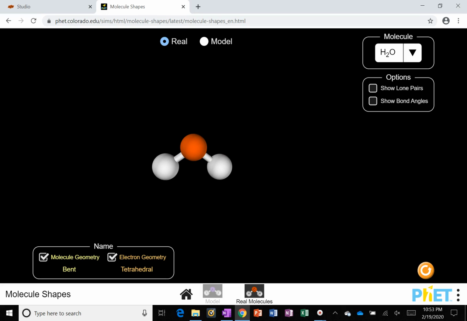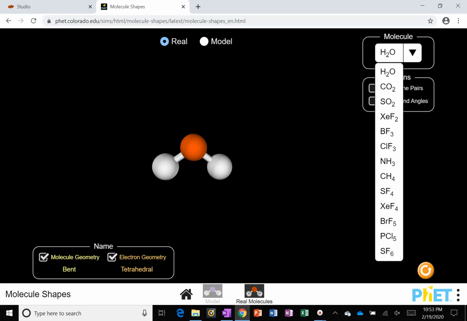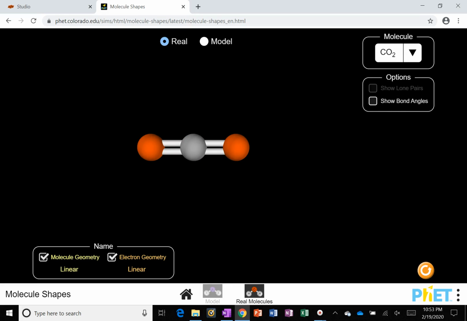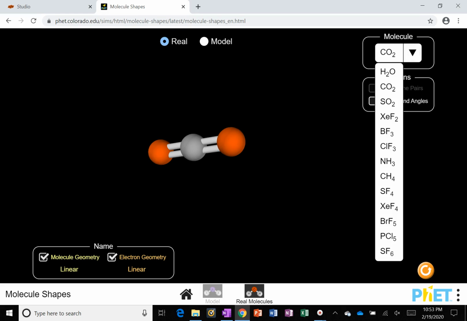So you can go through and you can look at some of the other molecules. Here's CO2, carbon dioxide. You can move this around, you can pull it around. You can actually see that CO2 is linear, right? It's a straight line. And there's some other ones on here as well that we did in lab.